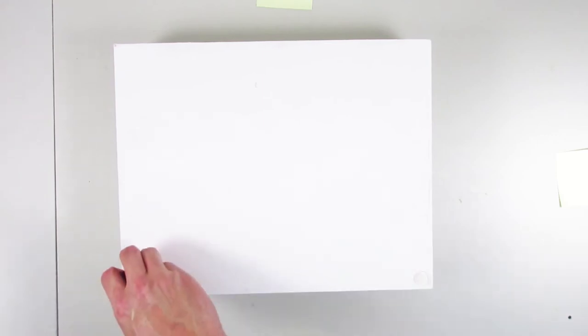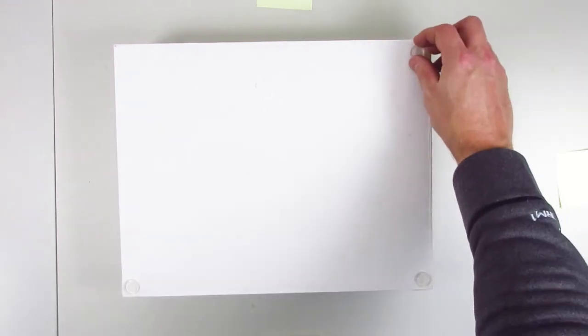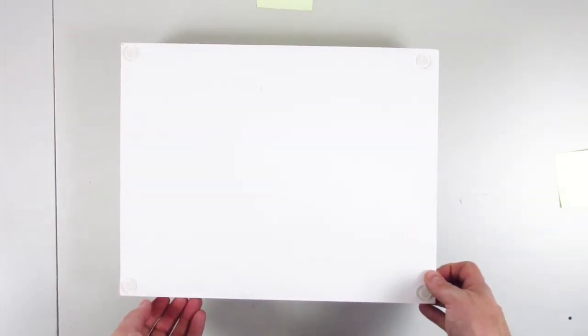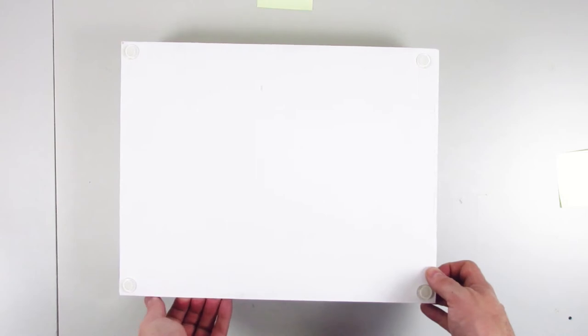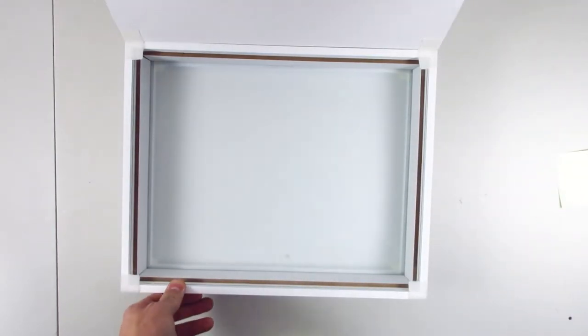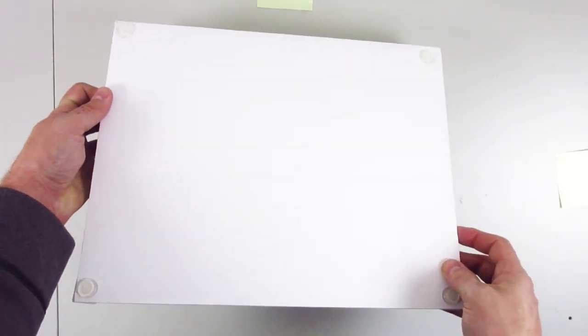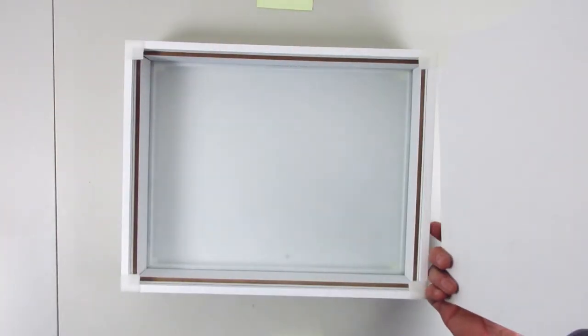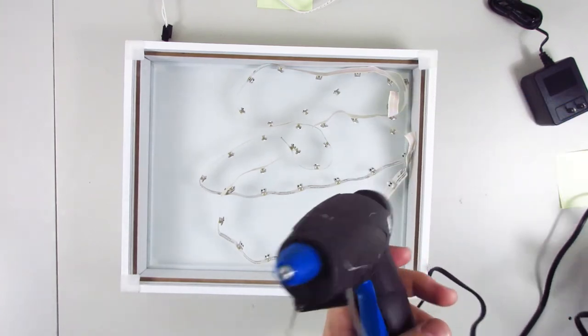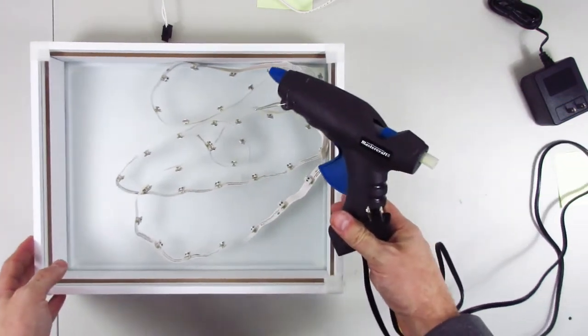The first thing I'm going to do is put these little rubber sticky feet on so I don't scratch the back of the shadow box. Once those are on, I'll take the back off with those convenient Velcro tabs so I can gain access to the inside of the shadow box, which is soon going to become a light box. The LED strips I'm using are not self-adhesive, so I have to use a glue gun to stick them to the inside of the shadow box.